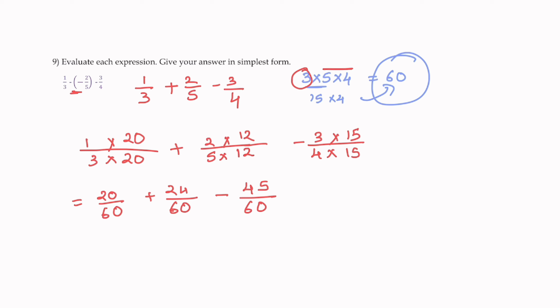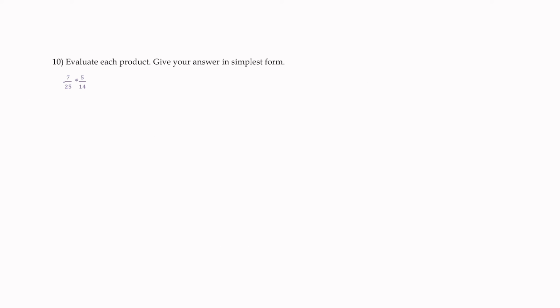Now 20 and 24 makes it 44, and this is minus 45. So the answer has to be minus 1 over 60, and it's done. The next one. Now we are here in the product section. So far it was addition and subtraction of the fractions. Now we are here into multiplication.